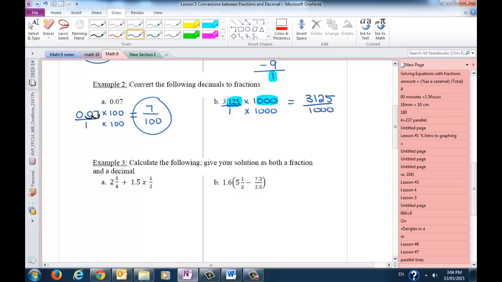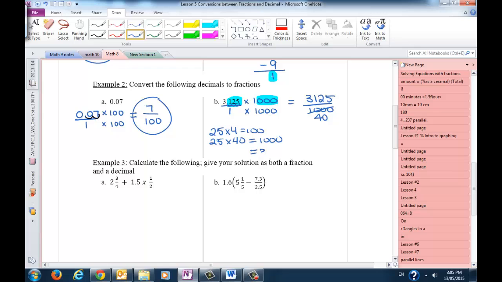Now I need to check to make sure my answer is in the most simplified form. And in fact it's not, because I know that they're at least divisible by 5, both of them. But in fact they're both divisible by 25. So start to think about your multiples of 25. 25 multiplied by 4 is equal to 100. So from here I could determine that 25 multiplied by 40 is equal to 1,000. So 1,000 divided by 25 is going to be 40.